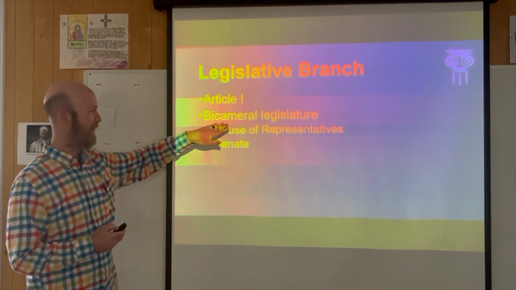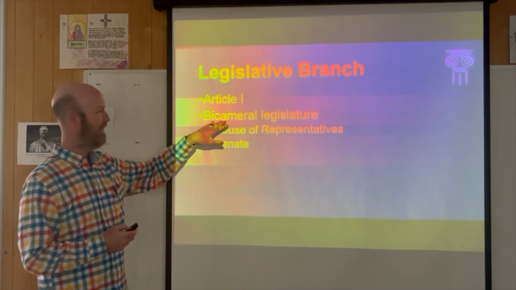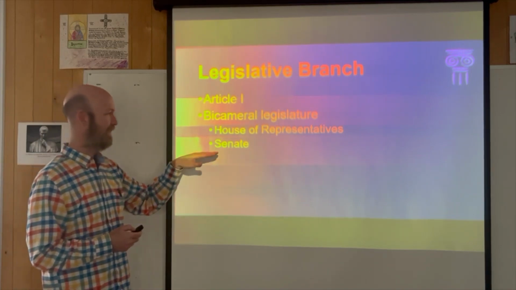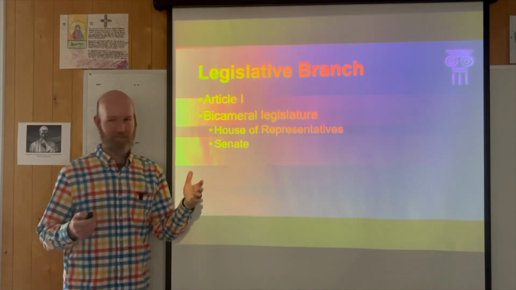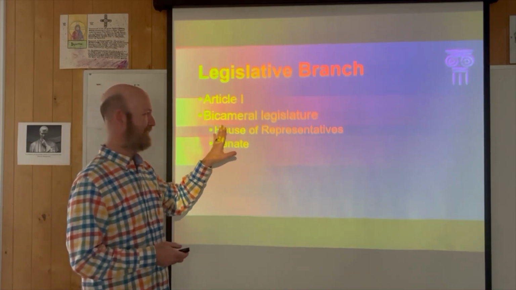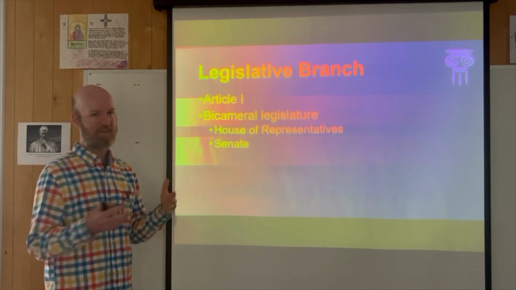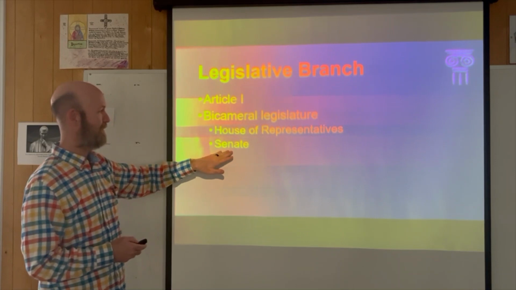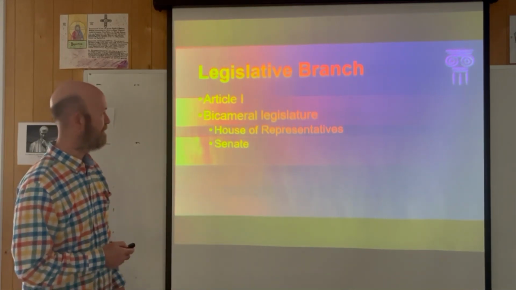Article 1 sets out the bicameral legislature. Bi meaning two, cameral like chamber. So the legislature has two houses, the House of Representatives and the Senate. Now, it can be a little confusing because we say two houses of Congress when only one's called the House. That's because they're sort of based on the parliamentary system in England where you had the House of Lords and the House of Commons. We just called one the House of Representatives and the other one is called the Senate. But that's the bicameral legislature set up in Article 1.